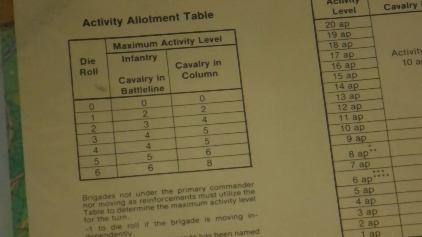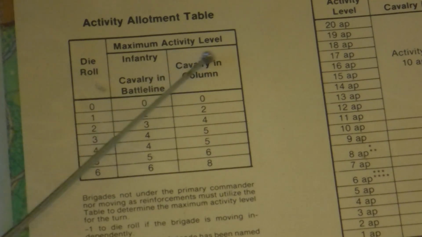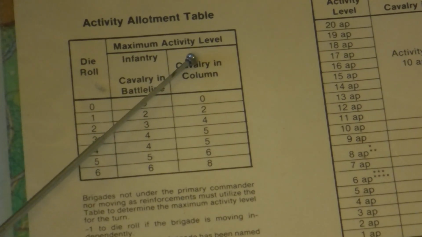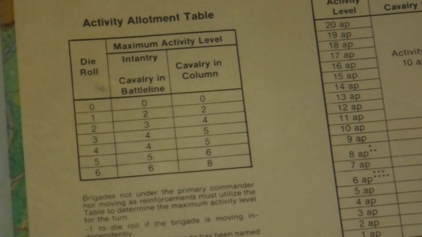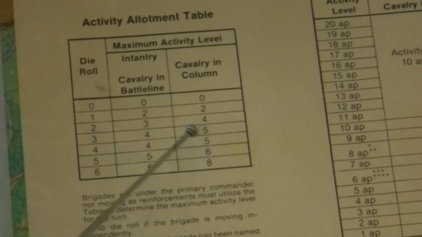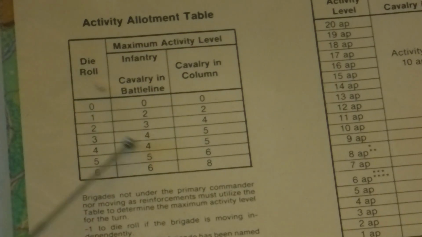So again, keep note, there should be infantry here in this box. I do believe this is errata, and it should be in there, because it does not make sense just to have cav in column and just have infantry and cav in battle line. It doesn't make sense at all.